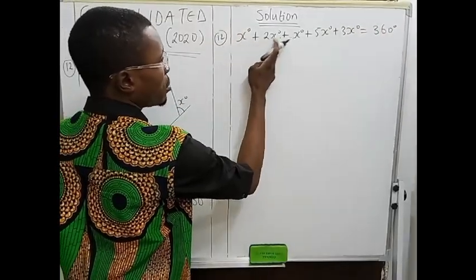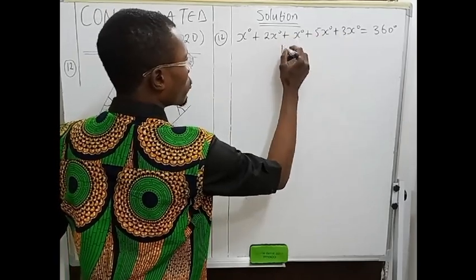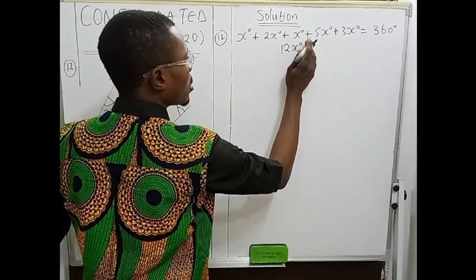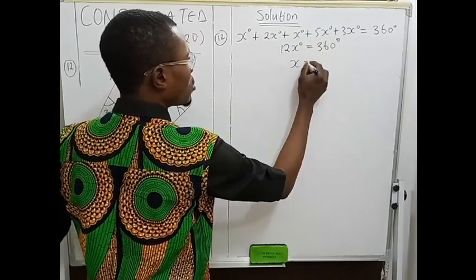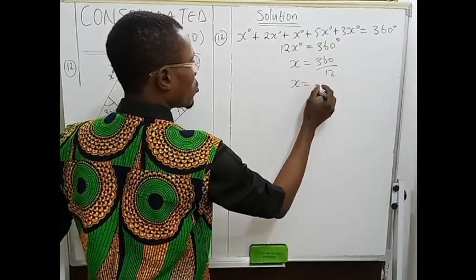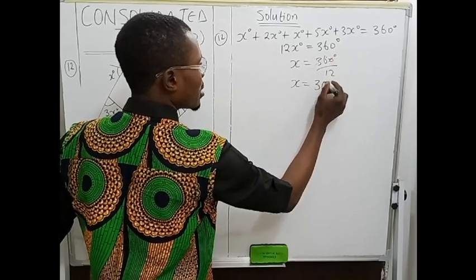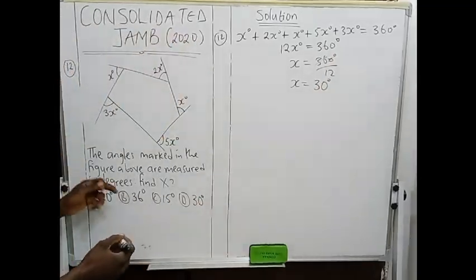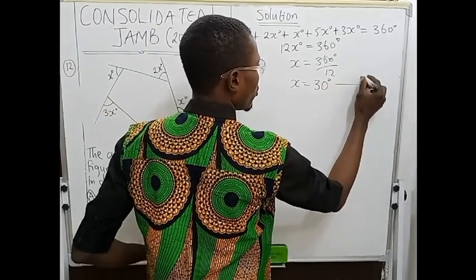1 plus 2, 3, 3 plus 1, 4, plus 5, 9, plus 3, 12. So we have 12x equals 360 degrees. So our x now is 360 over 12. 12 into 36, 3, into 0, 0. We have 30 degrees. So our x is 30 degrees, and that will give us option D. Option D here is our answer.